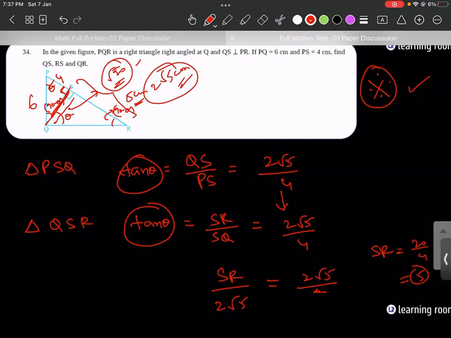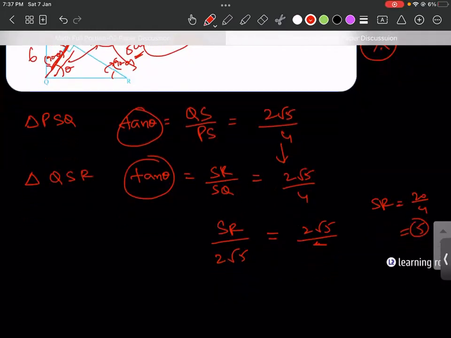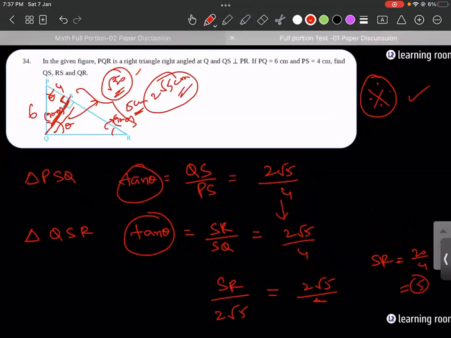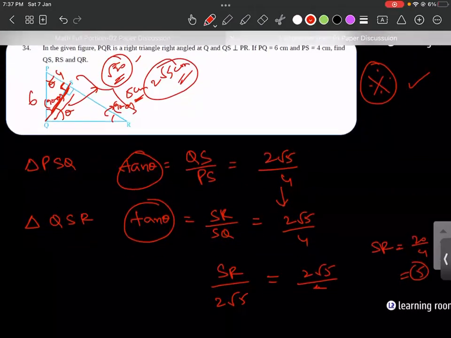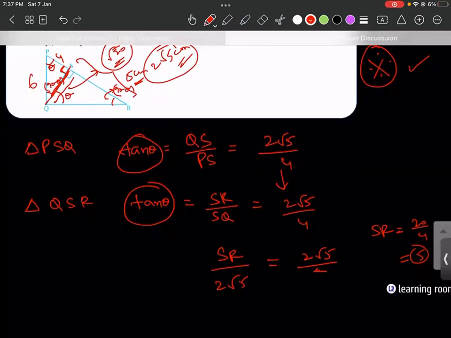Purna, are you clear with what I explained? Tanishka, I hope you already know this idea, but I'm not sure if you applied it. I've taught this many times. So did you apply this logic or you did something else? I did something else, I tried similarity, but I couldn't get the answer.